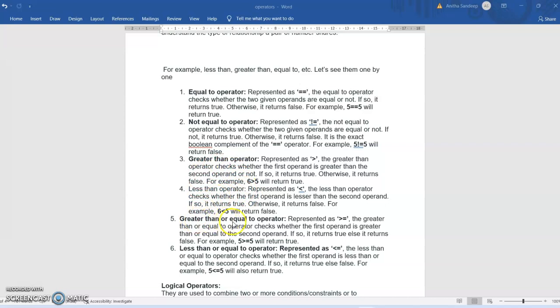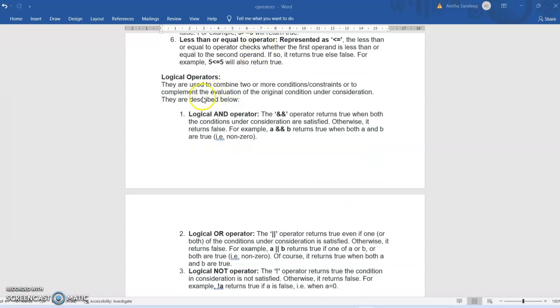Next is the greater than or equal to operator. Here, if the left hand side expression is greater than or equal to the right hand side expression, then it returns true. Otherwise, it returns false. Next is the less than or equal to operator. It compares whether the left hand side expression is less than or equal to the right hand side. If so, it returns true. Otherwise, it returns false. Next category is the logical operators.